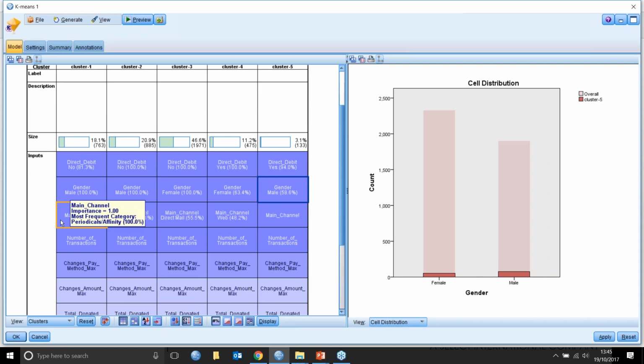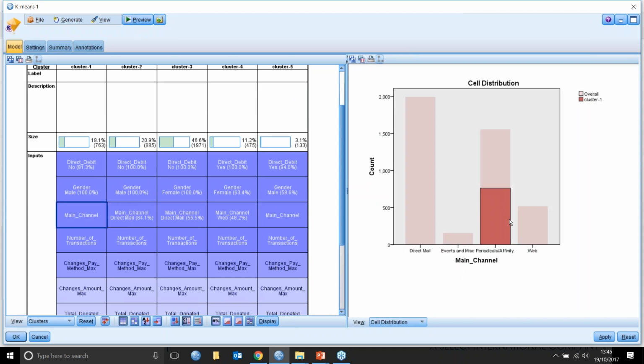Then we come down to main channel. So now we're looking at the main channels. If we click on that, we can see that everybody in cluster group 1 is using periodicals affinity. Cluster group 2, mostly direct mail, a little bit of web. Cluster group 3, similar thing here, direct mail, but also periodicals and affinity. Non-direct debit, all female. Cluster group 4 here, very strong showing for the web group, 48% from web, that's the modal group. And the last one here, for cluster group 5, they're all donating via events and miscellaneous.